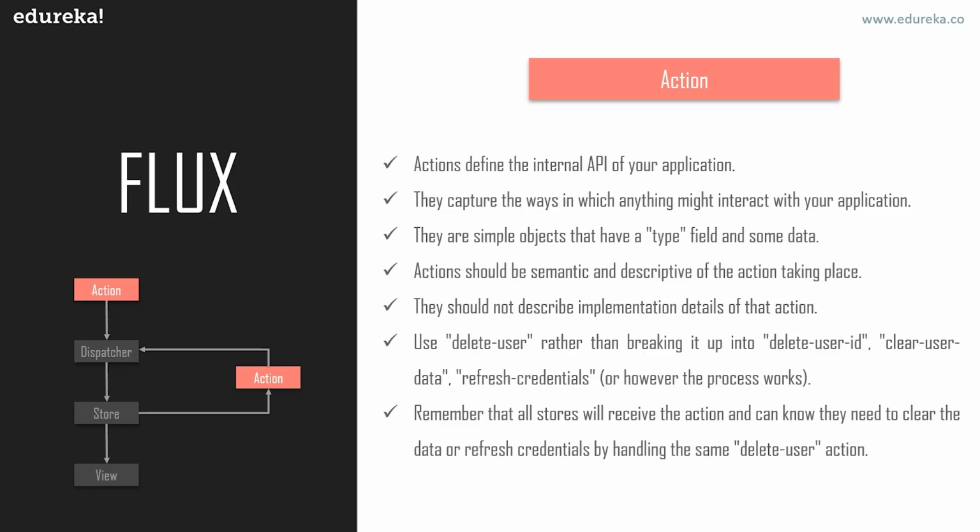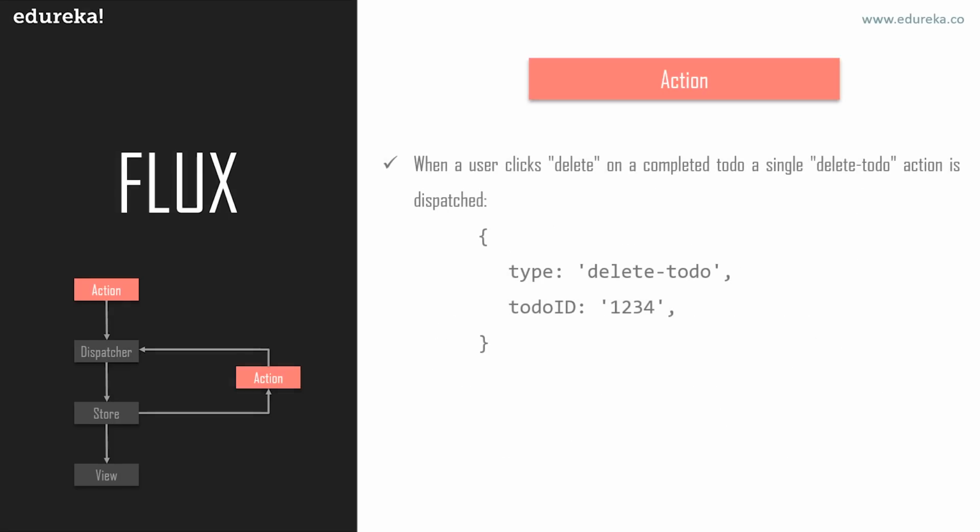They are simple objects that have a type field and some data. But when it comes to actions, it's very important to understand that an action should be semantic and descriptive. It should not describe the implementation detail of that action. So I would use delete user rather than breaking it up into delete user ID, clear user data, and so on. All the stores will receive the action, and they can know that they need to clear the data or refresh credentials by handling the same delete user action. So instead of lengthy action names, you can be very precise while giving any action to the store.